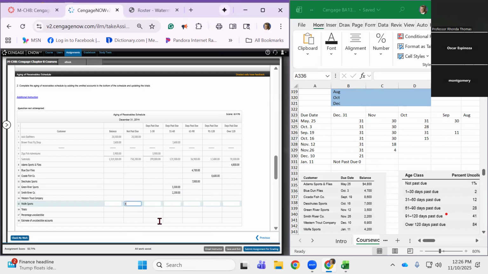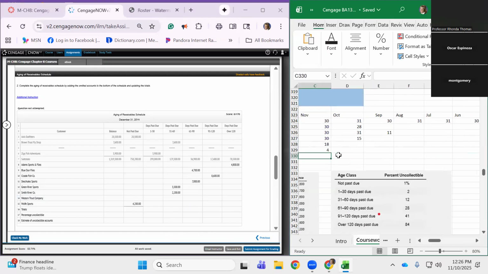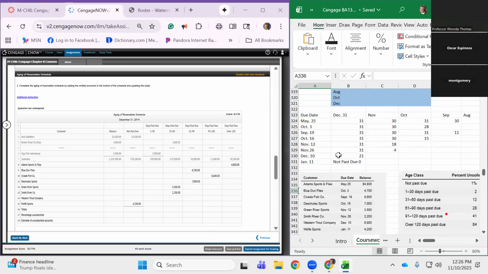Not past due, 4,200. And then the $6,900, I think, let me go see how old it is again, because I forgot. 35 days past due. Yes, so there are all of your amounts that got left off of the aging schedule, and then $6,900 goes right here.